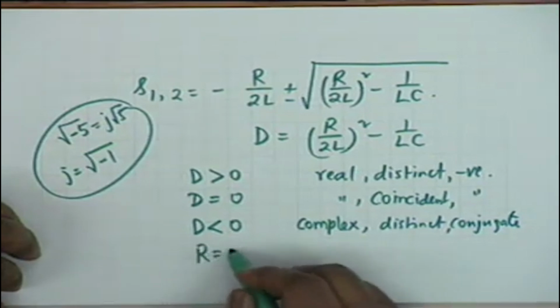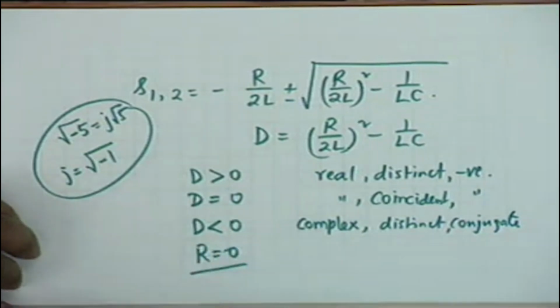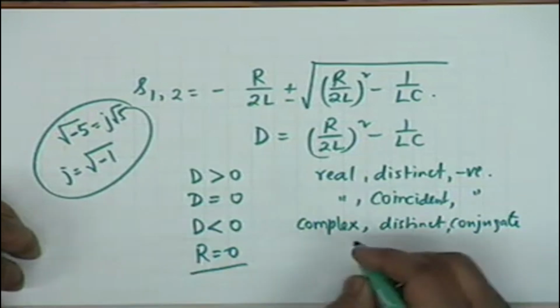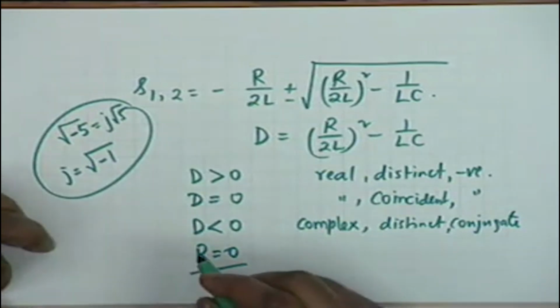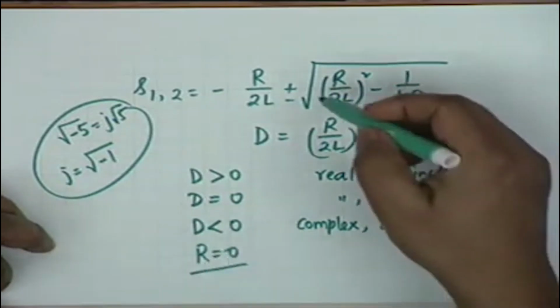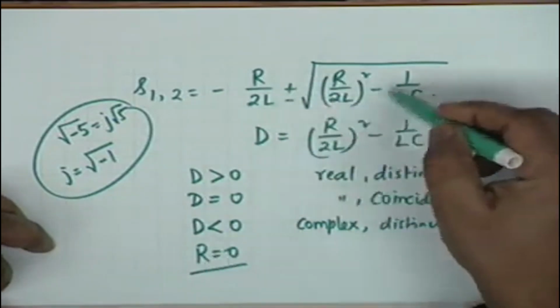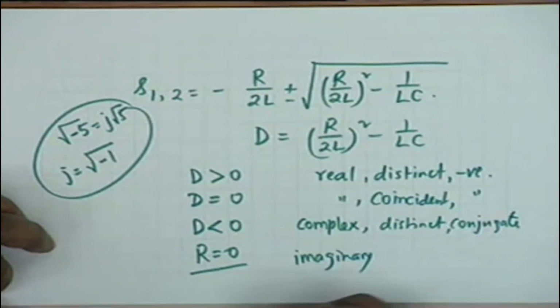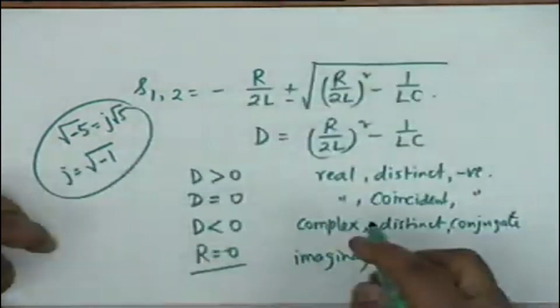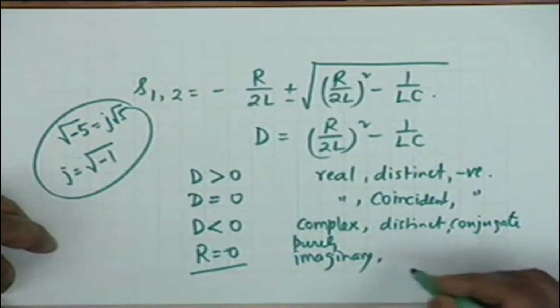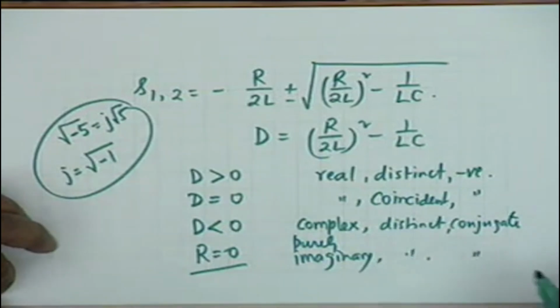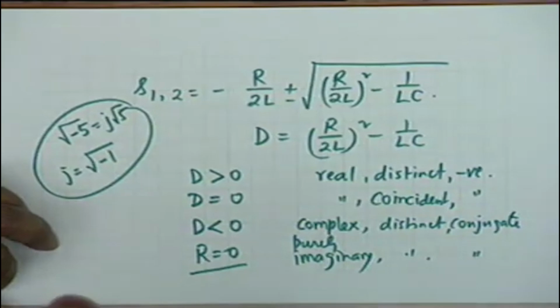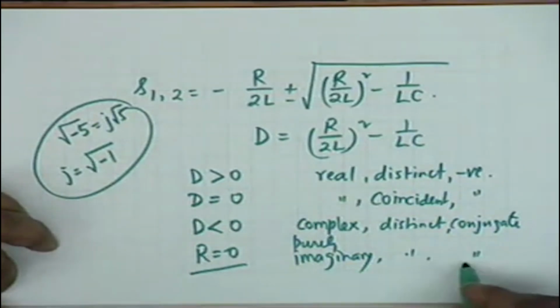Suppose r is equal to 0, then the roots are not only complex, they are purely imaginary. They are purely imaginary because this is 0, square root of minus 1 over LC, so purely imaginary. To emphasize, you say purely imaginary, distinct and conjugate. We shall talk about this. They are of course conjugate.